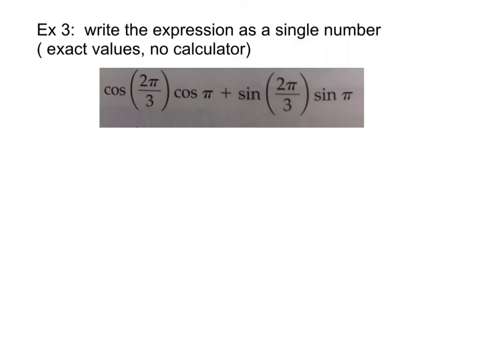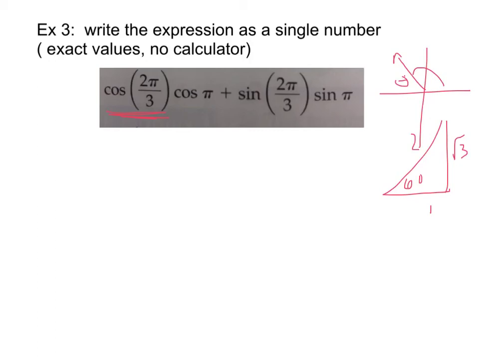You will see problems like this in your homework and on your quiz and test. It says write the expression as a single number, exact values, no calculator. In other words, evaluate each of the expressions and add the fractions together. So if we start with the cosine of 2 pi over 3, where is 2 pi over 3? It's right here. Its reference angle is here at 60 degrees. The cosine of a 60-degree triangle, here's 60, I have root 3, 1, 2. The cosine is 1/2. It's in that second quadrant, so it's negative, so I have negative 1/2.